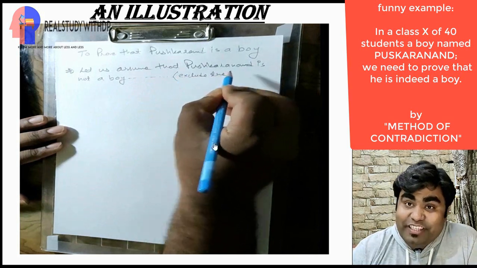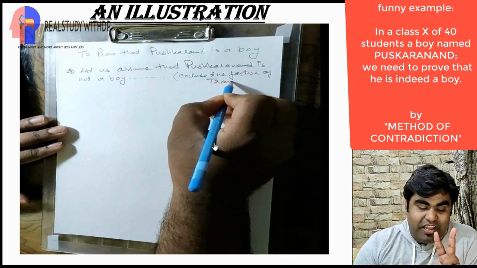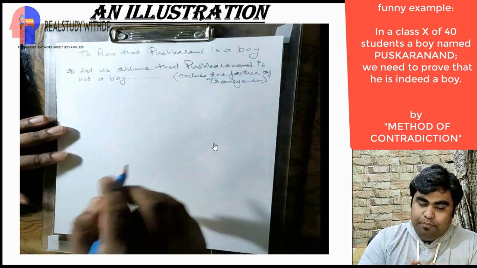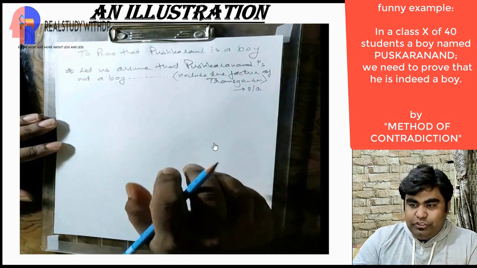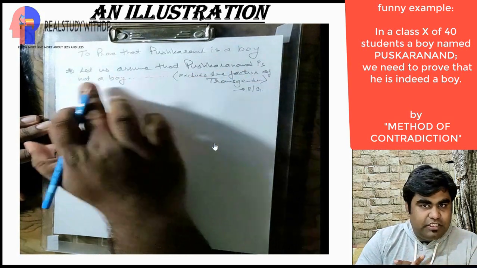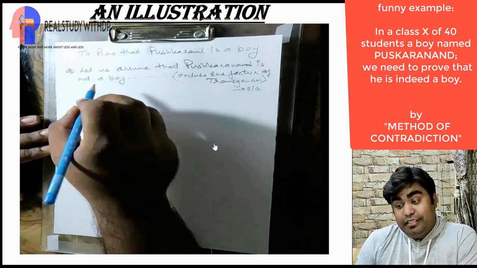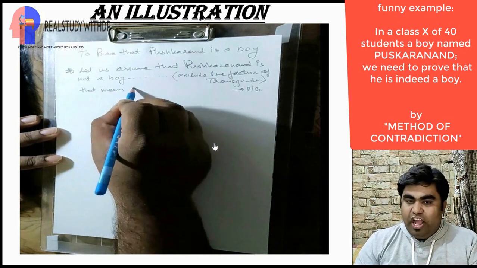Right now we are going to exclude the factor of transgender. So we are including only two factors here, the male one and the female one. That means the boy and the girl. We are excluding the transgender one. So either Pushkaranand is going to be a girl or Pushkaranand is going to be a boy. However, he is a boy, so I am just going to prove that indeed he is a boy.